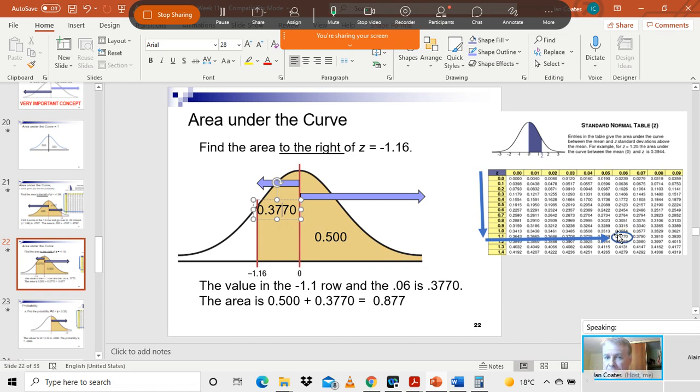And there you go. Because we're looking for this total area here, 87.7%, or 0.877. That's how this one goes. So let me know what's going on, okay? And let me know if you have any questions on this.